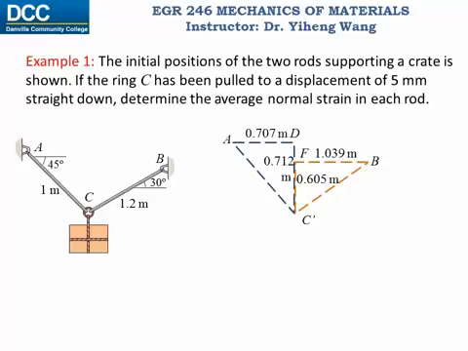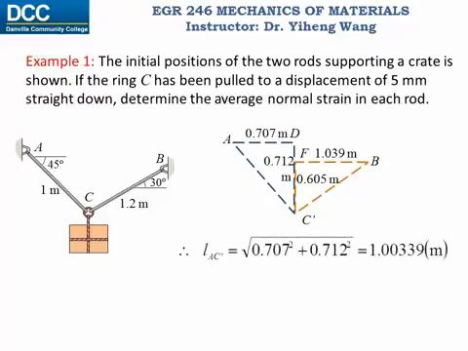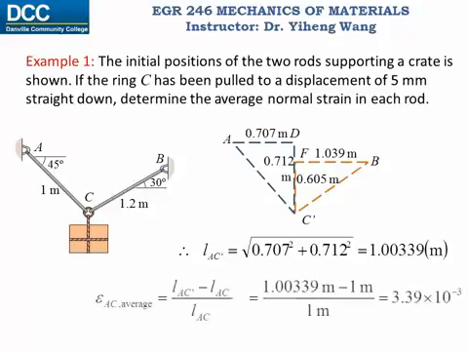we can calculate the new length AC equals 1.00339 meter, and the normal strain is defined as the new length minus the original length divided by the original length, and that equals 3.39 times 10 to the negative third power. As you can see, it's dimensionless. So that is the average normal strain in the rod AC.